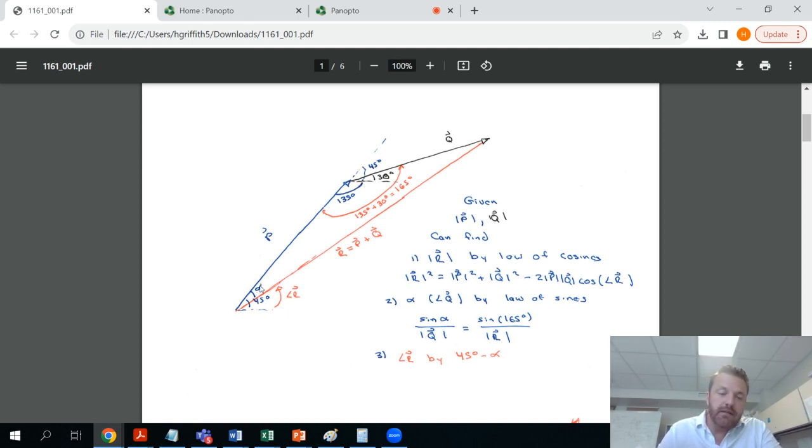Well, we know that the sine of alpha divided by the matching side length, which is going to be Q, is equal to the sine of this interior angle divided by the side length of the resultant, which we just determined in the prior step. Once we solve for alpha by isolating sine of alpha and then taking an inverse sine, we can determine the angle of the resultant by simply noting that the entire angle from the horizontal to P is 45 degrees. That can be written as the angle of the resultant plus that alpha angle that we just solved for. So in order to solve for the angle of the resultant, we simply take 45 degrees and we subtract away alpha.